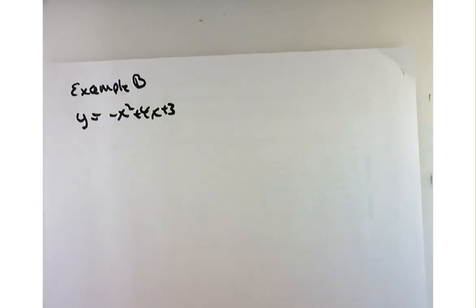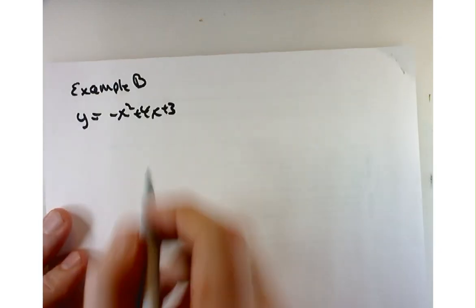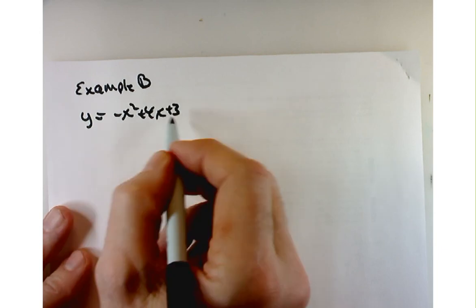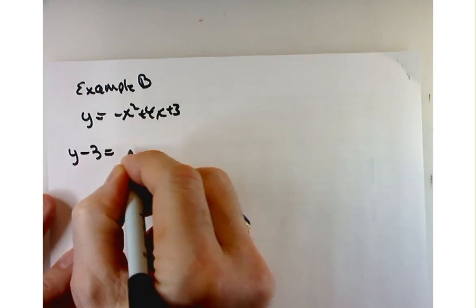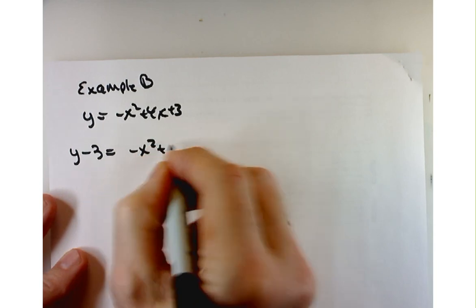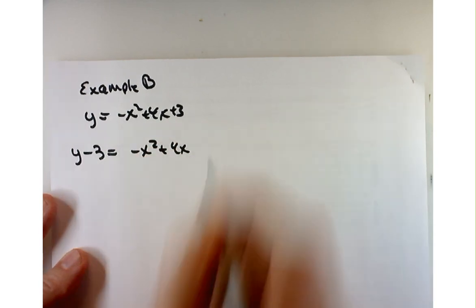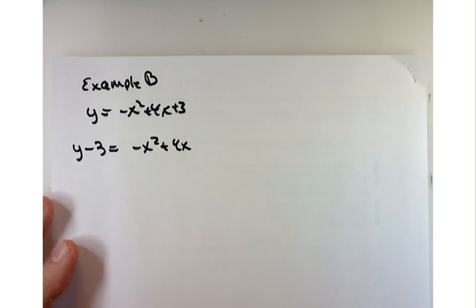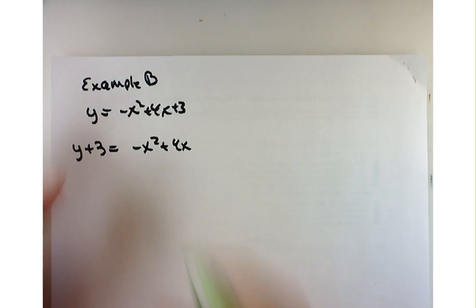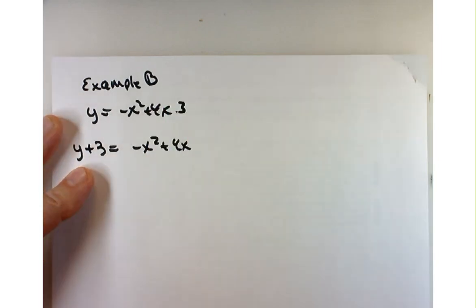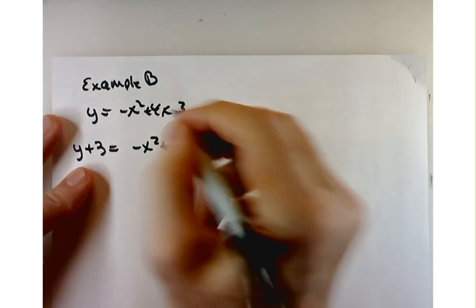So the first thing I want to do is put it in that form. I'm going to move the 3 to the other side just to get it out of my way and look at y equals negative x squared plus 4x. I think it's minus 3. Is it a minus 3? Okay, thank you. Then that would make it a plus 3 over here.